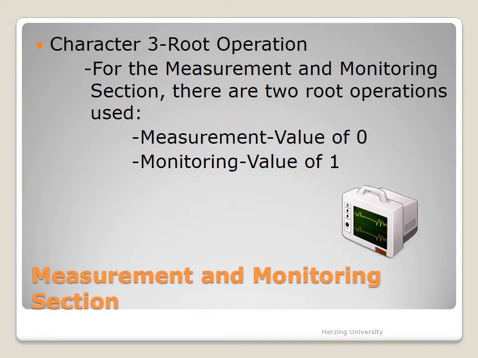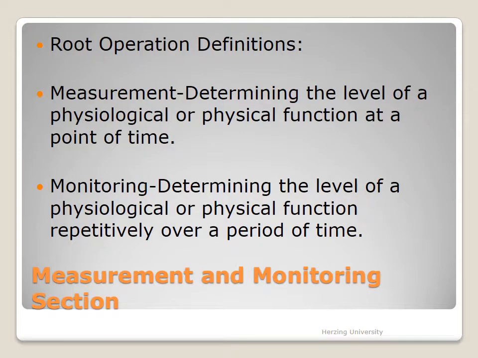Character 3 for the measurement and monitoring section represents the root operation, and there are 2 root operations used. Measurement, which has a value of 0, or monitoring, which has a value of 1. Measurement means determining the level of a physiological or physical function at a point in time. Monitoring means determining the level of a physiological or physical function repetitively over a period of time.